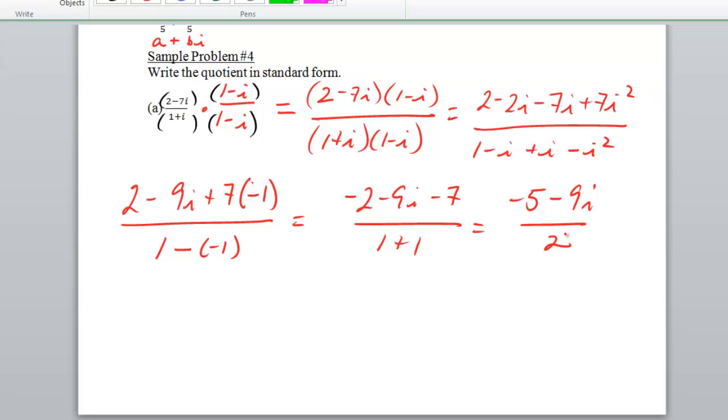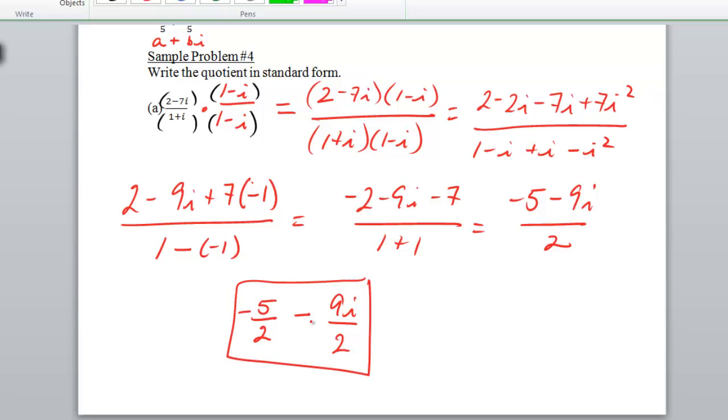In order to write this in the standard form for complex numbers, I must separate that denominator. And it's okay to have a negative in the middle. That's in the standard form. That's appropriate. If either one of these fractions could be reduced, you would also need to reduce the fraction for it to be in final standard form.